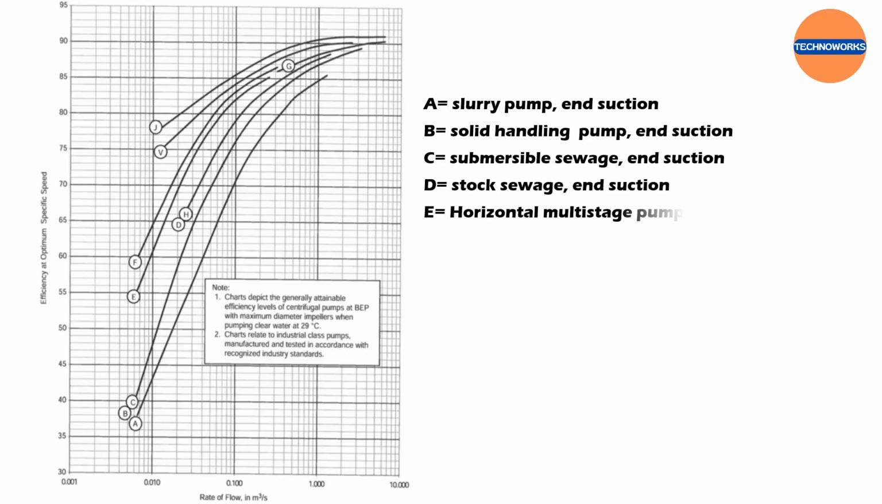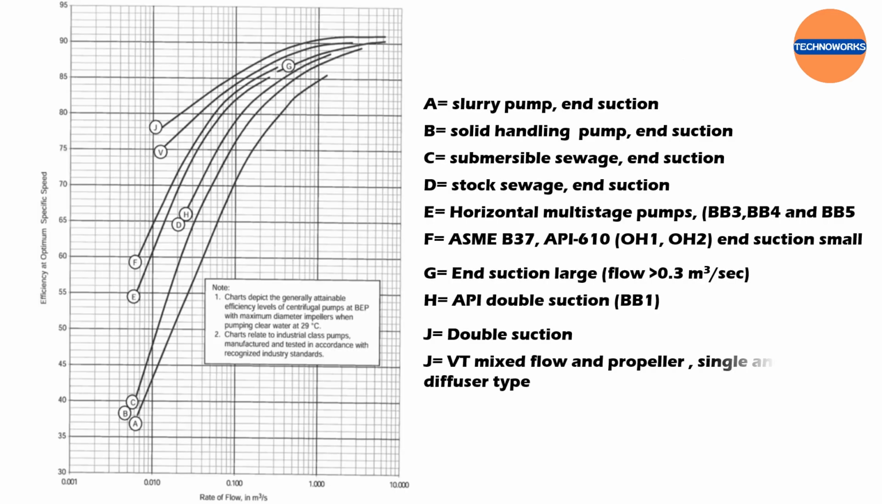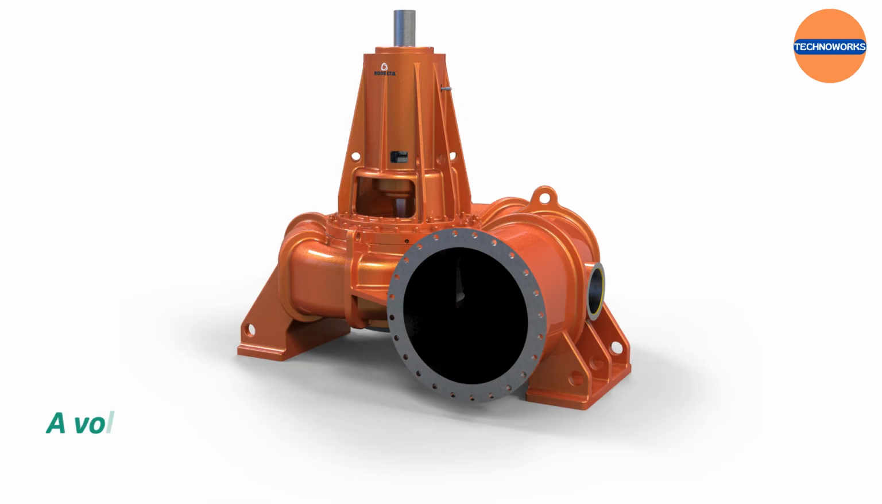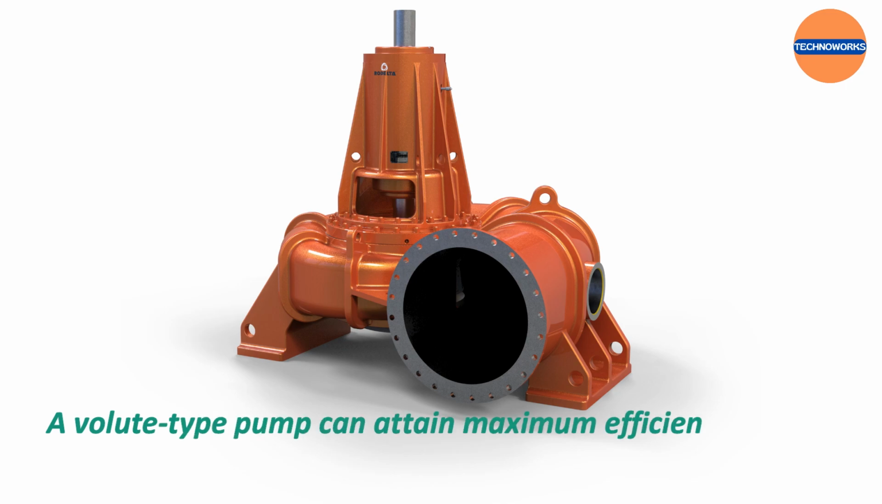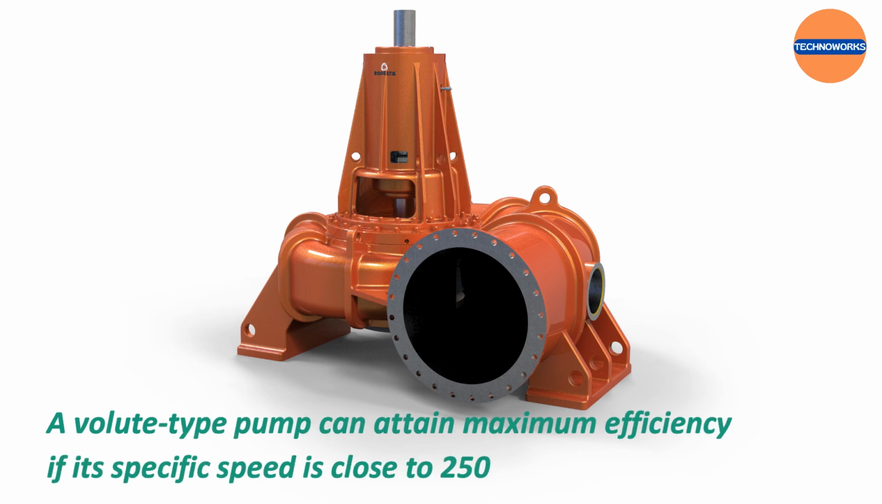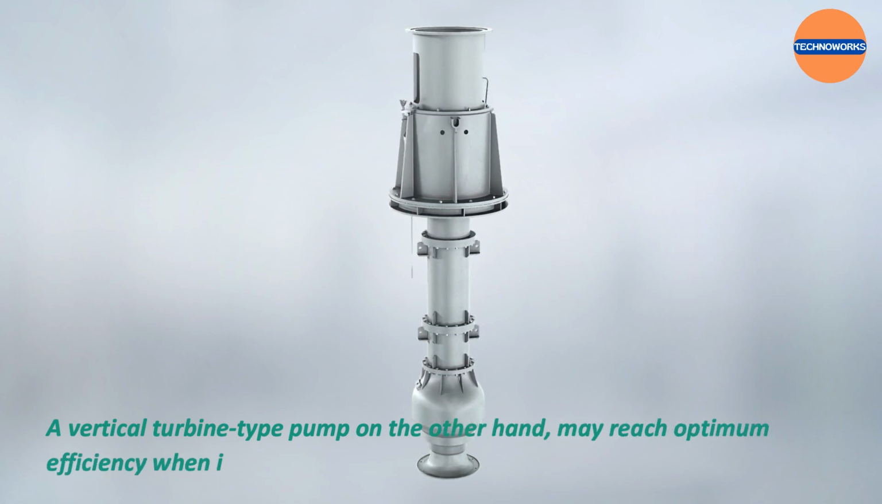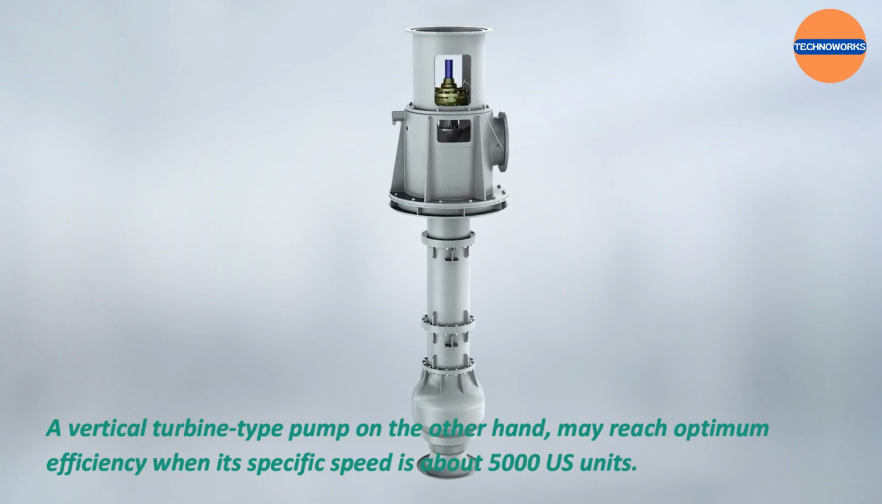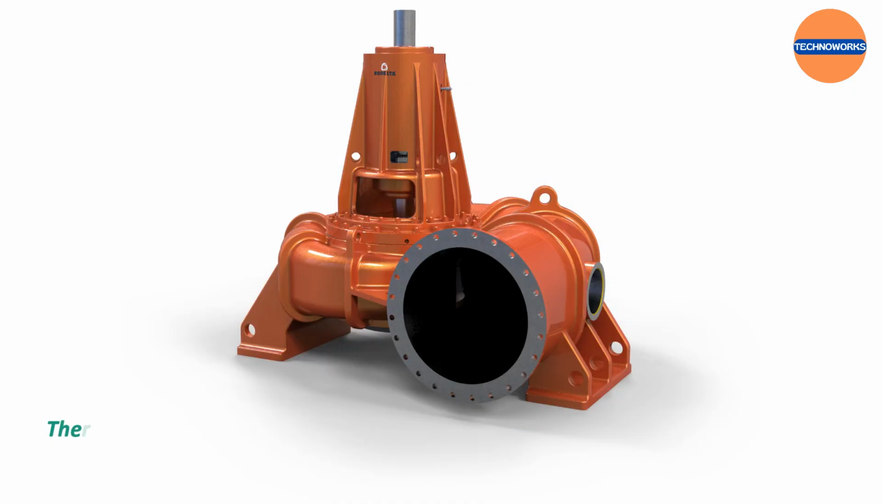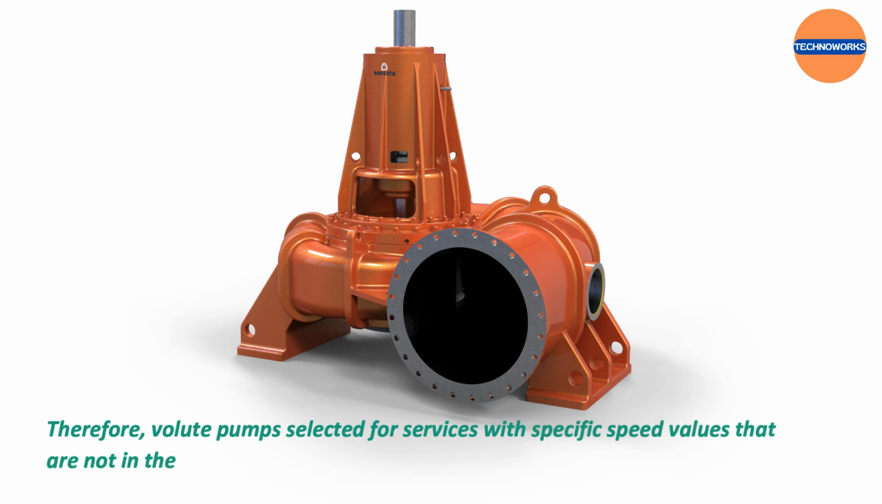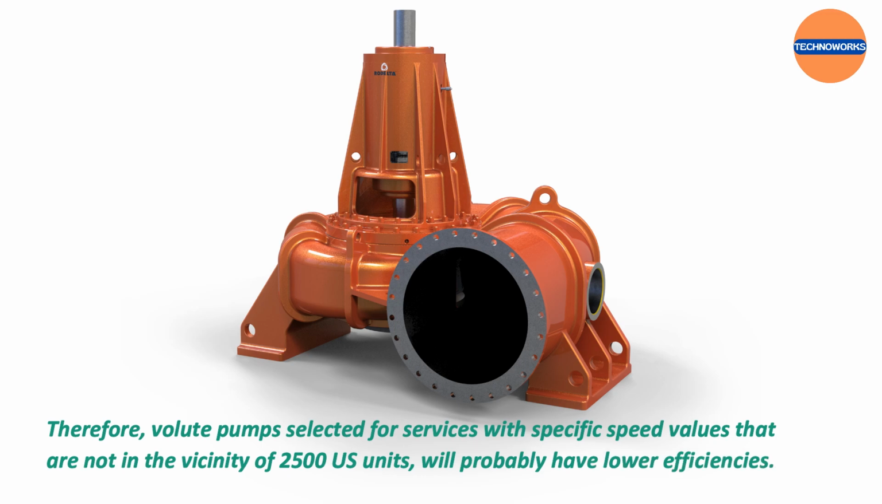It is also worth noting that the specific speed at which optimal efficiency occurs varies with pump type. According to the Hydraulic Institute standard, a volute-type pump can attain maximum efficiency if its specific speed is close to 2,500 US units. A vertical turbine-type pump, on the other hand, may reach optimum efficiency when its specific speed is about 5,000 US units. Therefore, volute pumps selected for services with specific speed values that are not in the vicinity of 2,500 US units will probably have lower efficiencies.